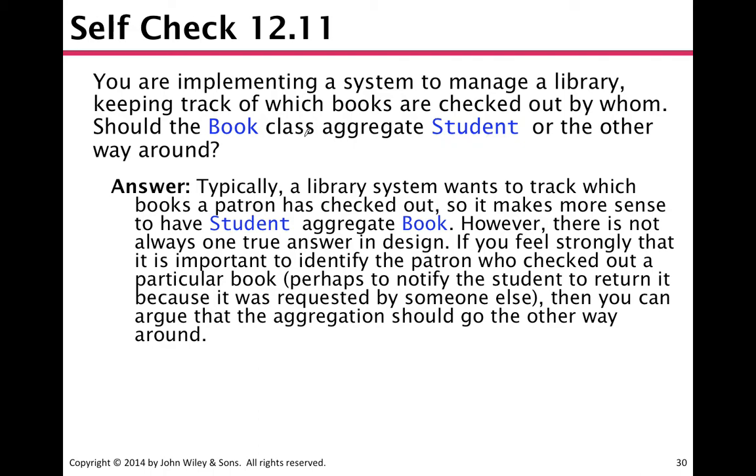Well, it depends on the situation. Not one is absolutely correct and the other absolutely wrong. Suppose you want to know who checked out what books, then student has books is a proper relationship. But if you want to know how many students checked out a specific book, then a better relationship is that a book aggregates students. So depending on the situation, how you set the relationship is different.